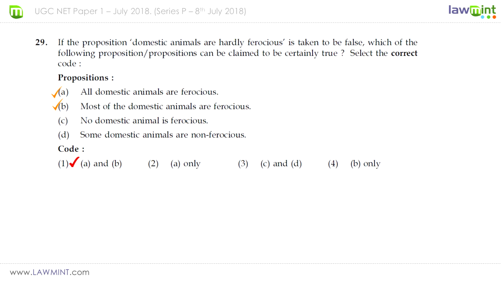For question number 29, we have been given a proposition in the main body of the question which says domestic animals are hardly ferocious, and we are expected to take this to be false. So if we take domestic animals are hardly ferocious to be false, we will arrive at either all domestic animals are ferocious or most of the domestic animals are ferocious. Therefore, the propositions A and B will be correct. C and D will be wrong because they are more in line with domestic animals are not ferocious. Therefore, the option choice 1, which has A and B, will be the correct answer.